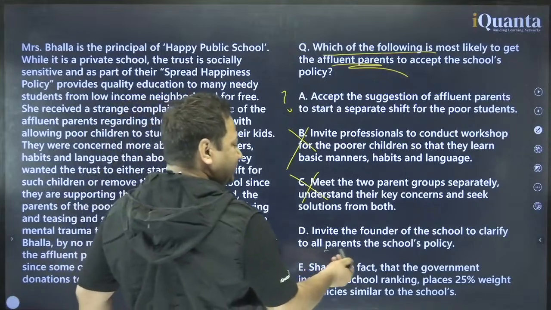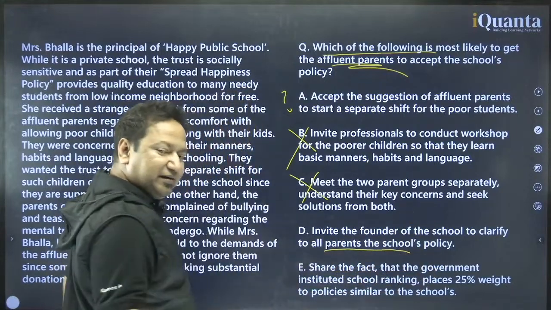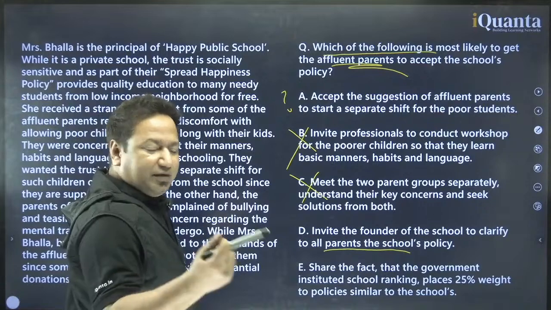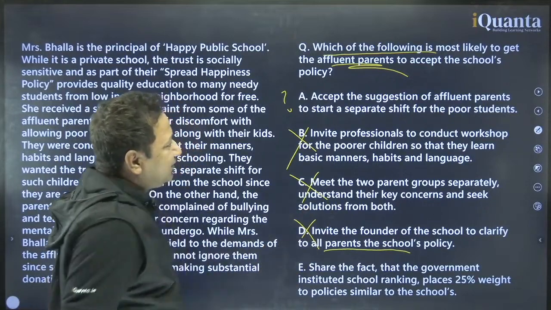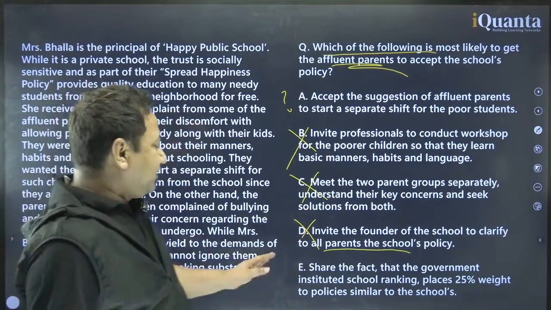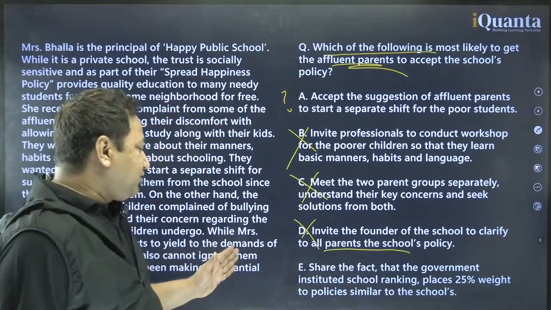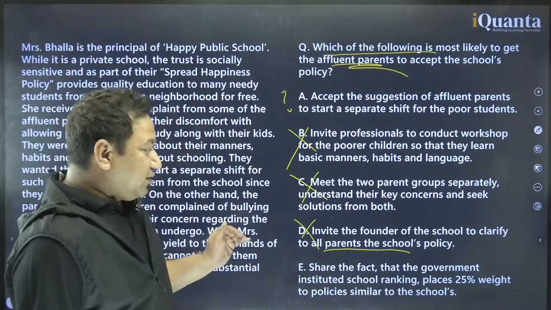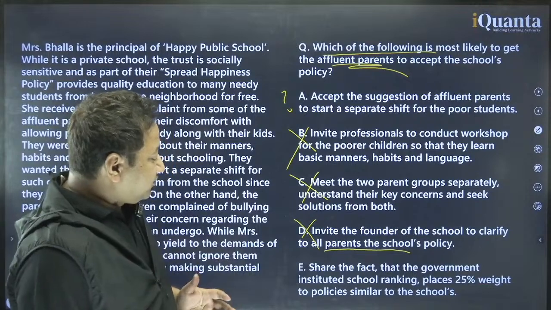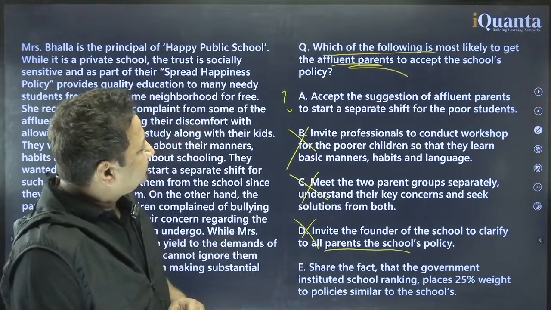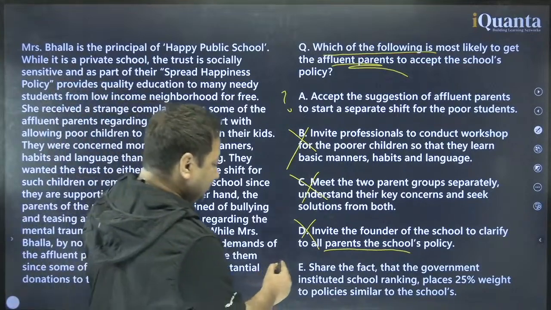इससे क्या ही हो जाएगा? School की policy तो पता ही है. And affluent parents, they feel they're powerful. They won't be giving any heed to it. E. Share the fact that the government-instituted school ranking places 25% weightage on policies similar to the school's. ठीक है, ये भी हो सकता है.